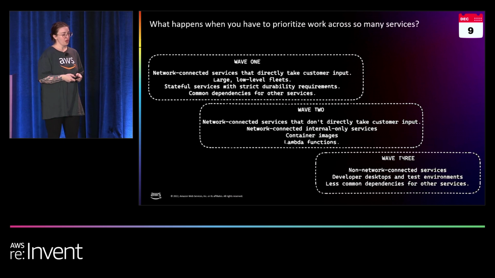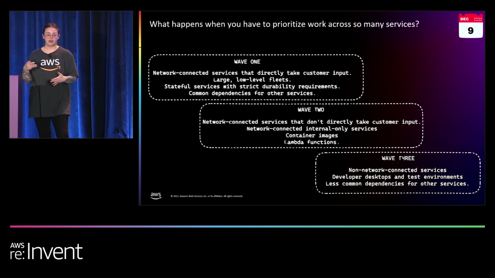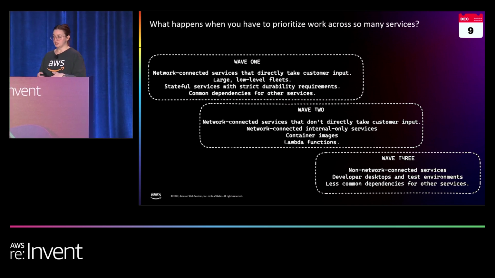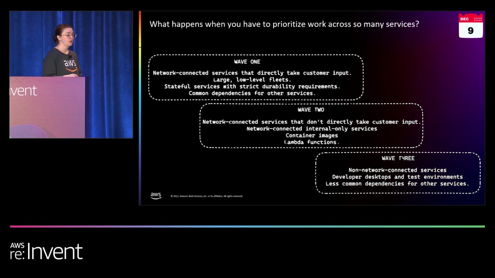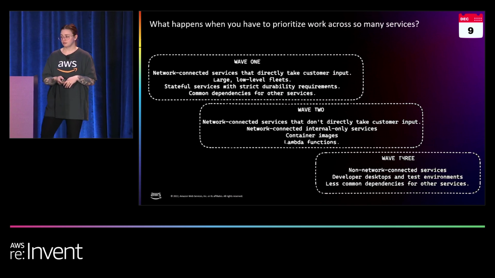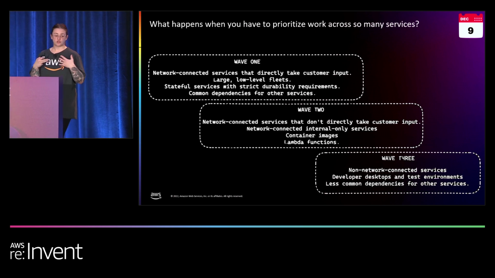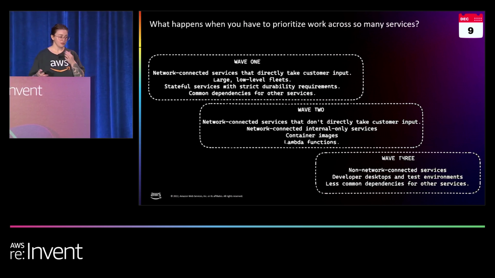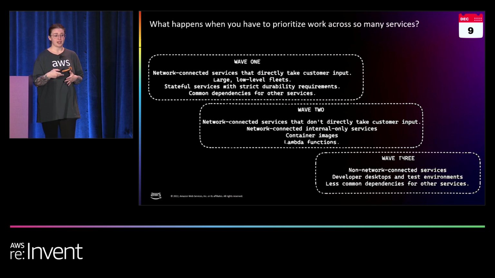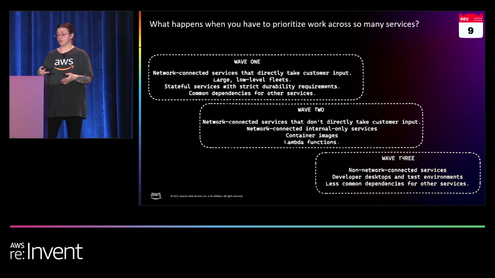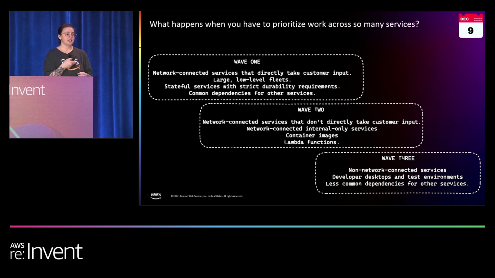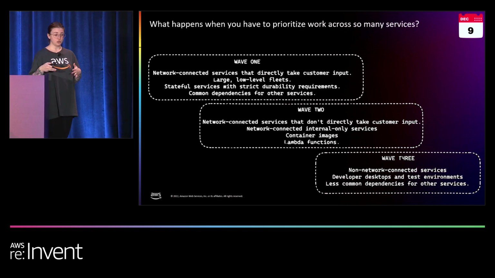Our thought process here ends up looking something like this. We want to balance urgency with risk, so urgency with availability, or what we think the potential impact for a service would be. The first wave: we prioritize network-connected services that directly take customer input. We also prioritize things that have extremely large fleets, like EC2. We also prioritize services that take a little longer for deployments, like stateful services with particularly strict durability requirements, like EBS. And we also prioritize in that first wave dependencies that are common between many services.